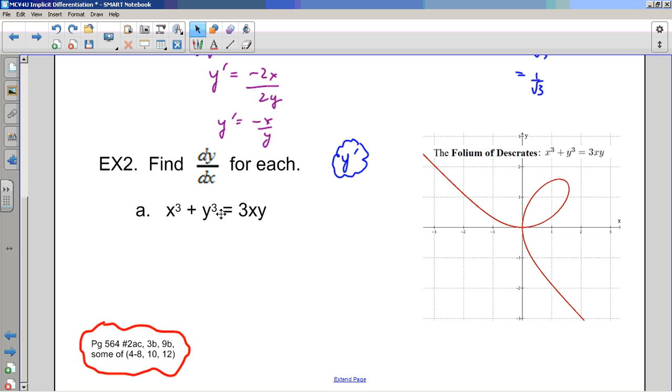This shape isn't a circle. This is called the folium of Descartes. Notice there's a typo there. It's not Descartes. It's Descartes and Descartes. Descartes.